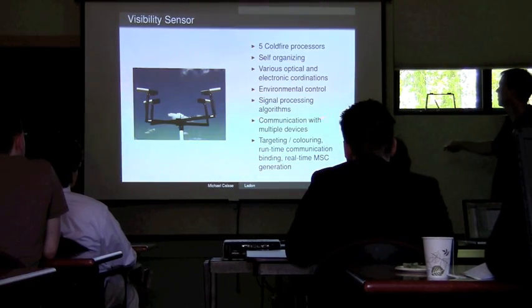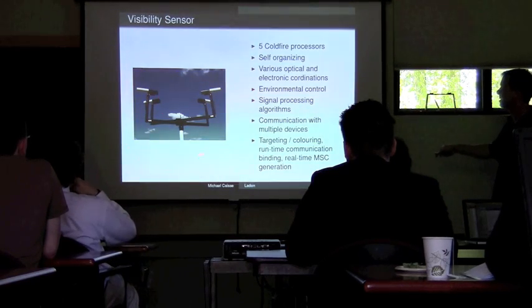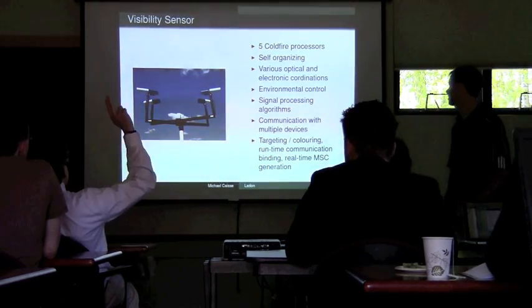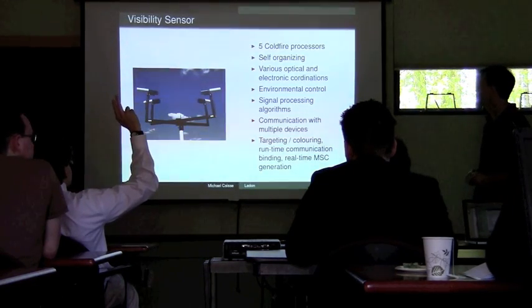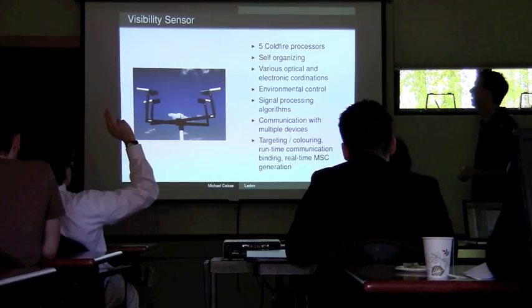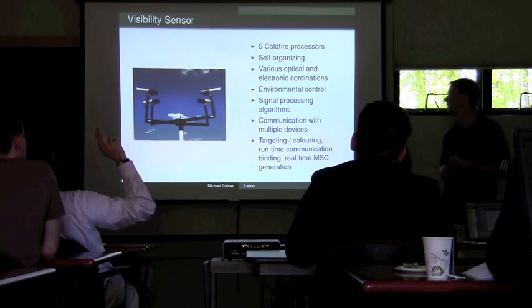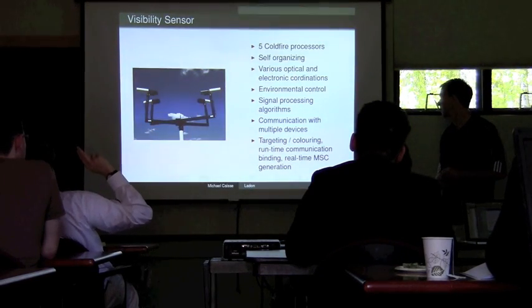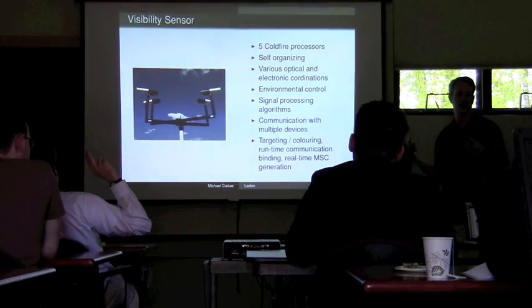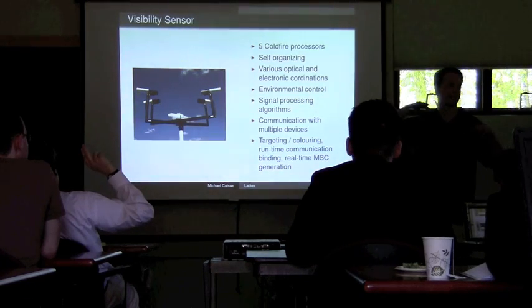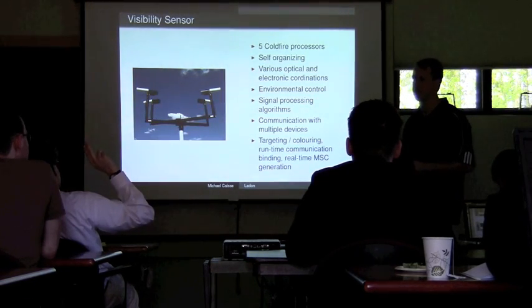There's obviously a bunch of signal processing that occurs, so in addition to processors in these four heads, there's another processor down below. And then the processor down here is communicating to a bunch of stuff that's elsewhere. This was the first place that we had implemented something called targeting or coloring, which we'll talk about in a little bit. It was also the first place that we had runtime communication binding of the sort that this one has. And as it would run, it would create real-time message sequence charts. We had put in a lot of diagnostic capabilities so that we could just look at messages moving places and get message sequence charts out at any particular time, as well as then the state machine that it thought was being run would be recreated.